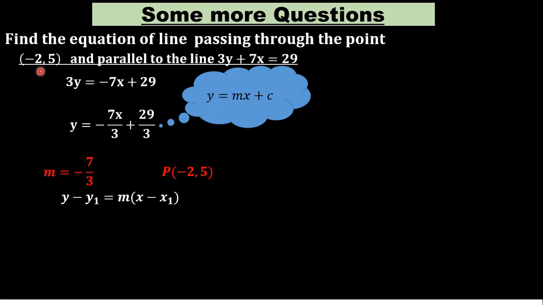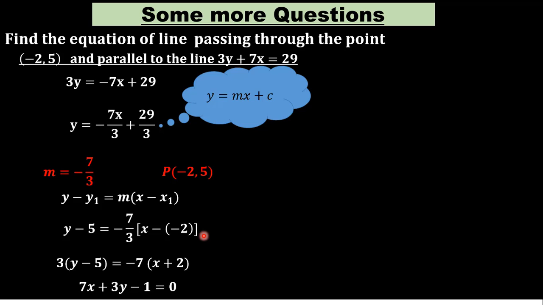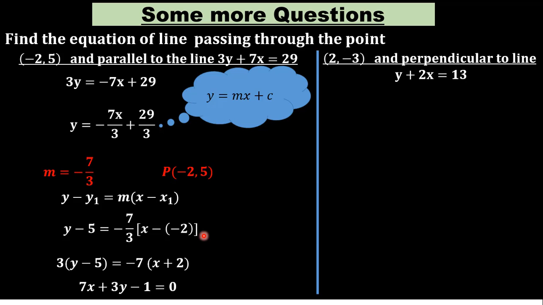Now substituting the values, replacing y1 with 5, x1 with -2, and m with -7/3, we will get y - 5 = -7/3 times (x - (-2)) in the brackets. Now by doing simple algebra, we will come up with the equation 7x + 3y - 1 = 0.